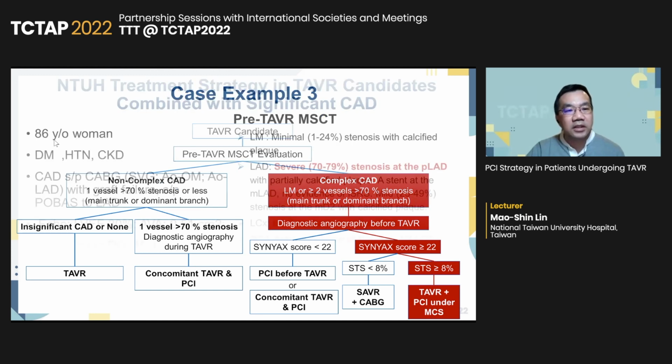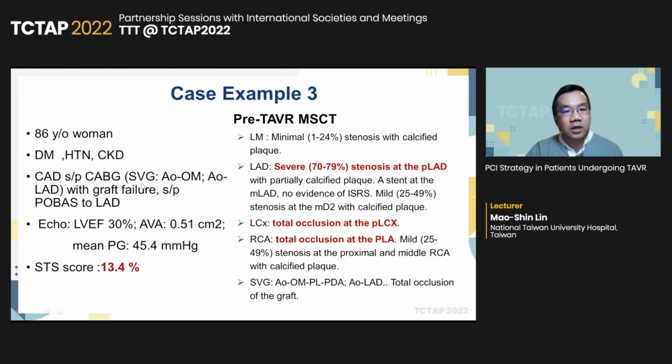This is another case, an 86-year-old woman with a lot of vascular risk factors. She had received bypass surgery but had graft failure, and also received stenting in the LAD, with very poor LV function, critical AS and high surgical risk. From the pre-TAVR MSCT, we found that in the LAD, proximal to the stent, there's a significant lesion. The circumflex was totally occluded, and the distal RCA and the PLA were also totally occluded. And both of her 2 SVGs were occluded. So that's a very complex CAD for this patient.